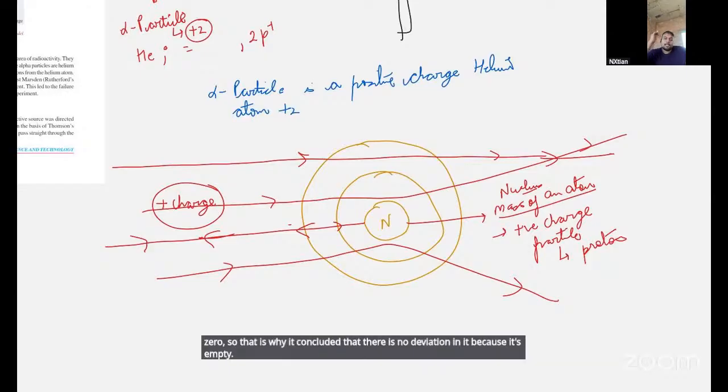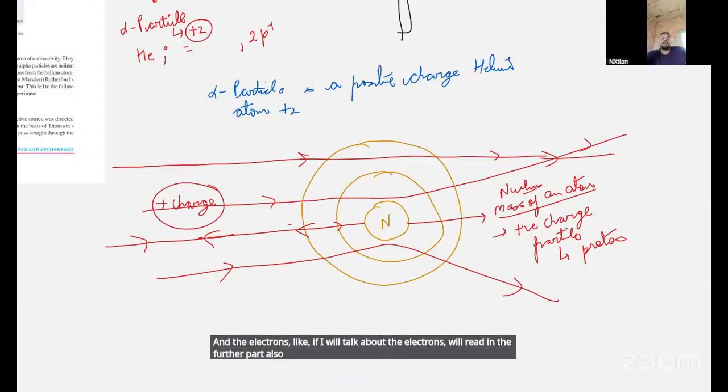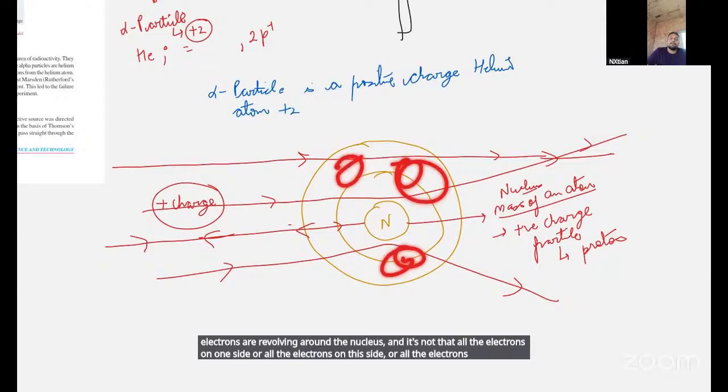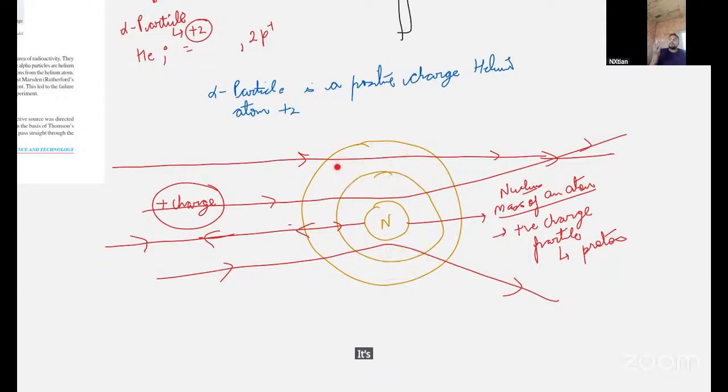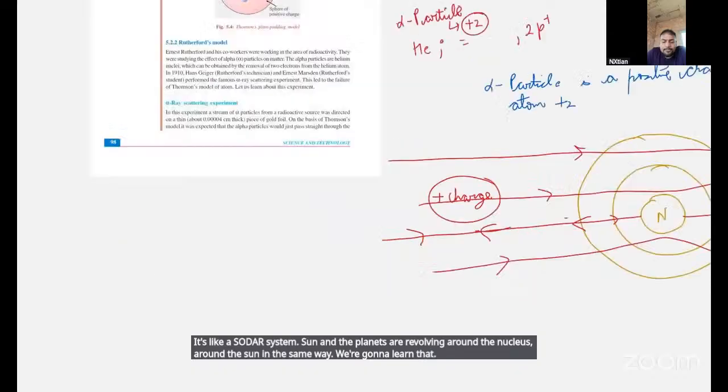And if I talk about the electrons, we'll read in the further part also. The electrons are revolving around the nucleus, and it's not that all the electrons are on one side or on this side. It's not like that. It's like a solar system. The sun and the planets, the planets are revolving around the sun. In the same way. We're going to learn that. Till here, any problem, guys?